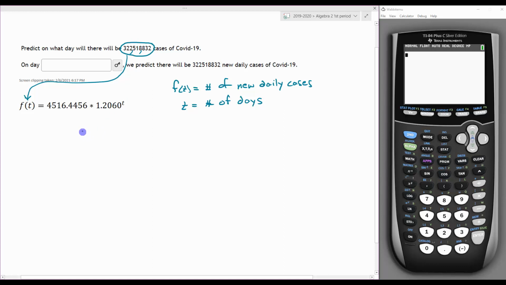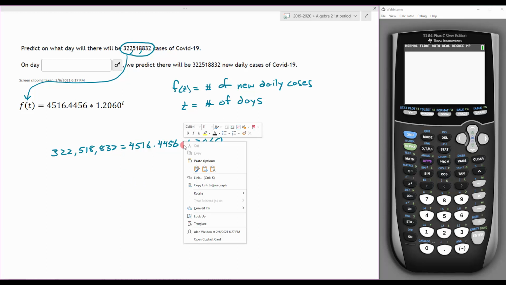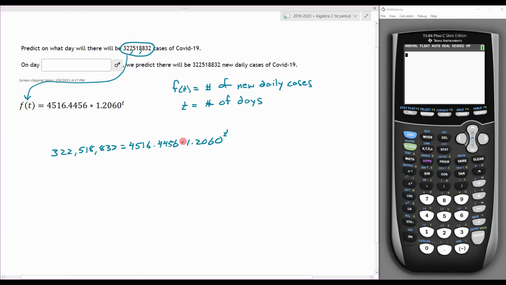So I'm going to take that 322,518,832 and I'm going to plug it into this part of our equation. So this is what we'll get. There we go. Now it's plugged in and our job is to solve for t. And this equation, we've done some of these before, just never with context. We have solved for an exponent using logarithms before, so that's exactly what I'm going to do.